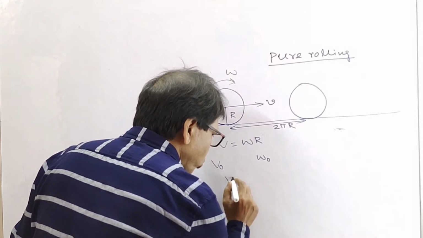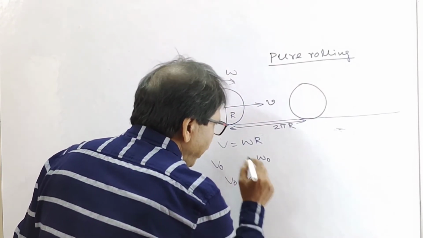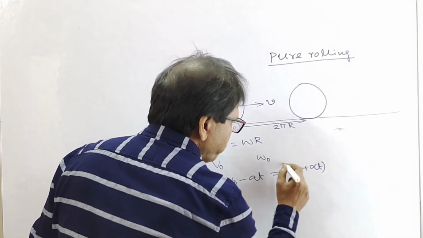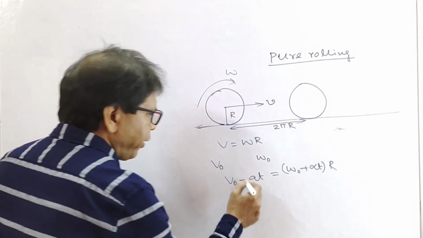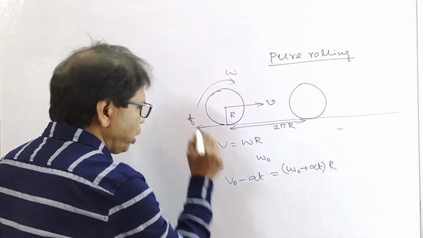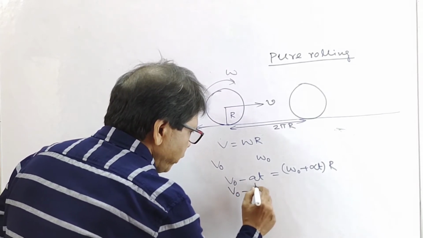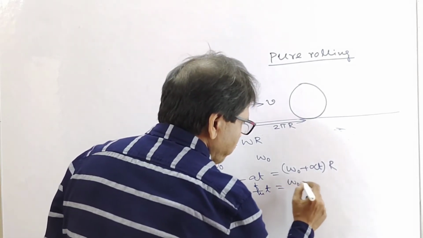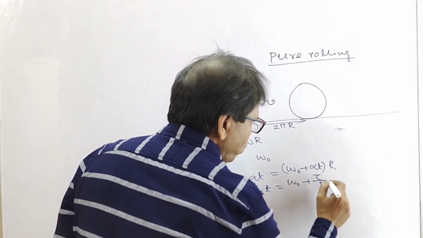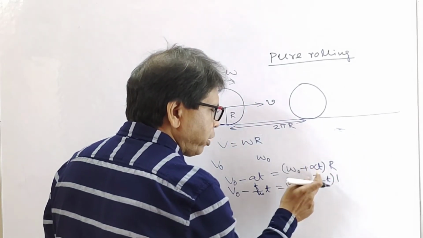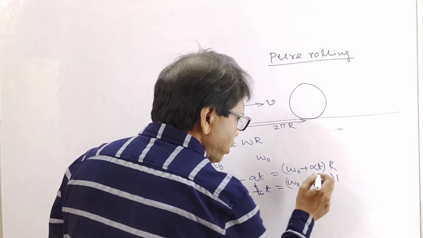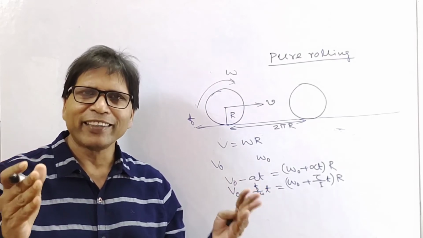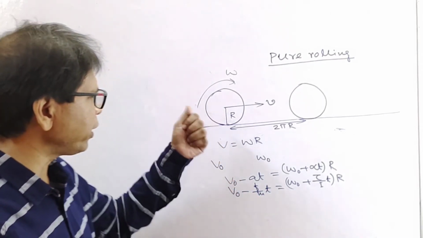So here v equal to v naught minus at, and here omega equal to omega naught plus alpha into t, and v equal to omega r. Now look at this, here the retardation is produced by the force of friction. So here look at this, v naught minus f by m into t, and here look at this, omega naught plus tau by I into t. Look at this, here alpha equal to tau by I. So here omega naught plus tau by I into t, into r. From this equation we can calculate the time at which pure rolling starts.